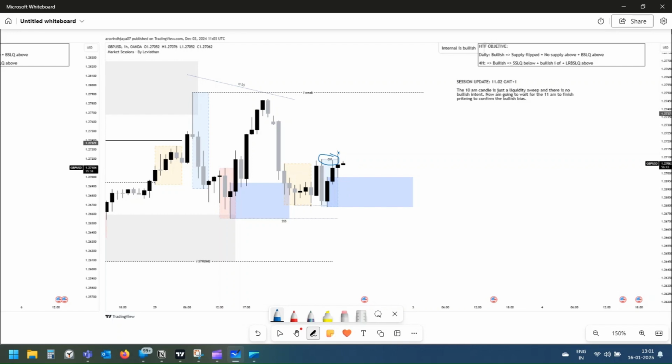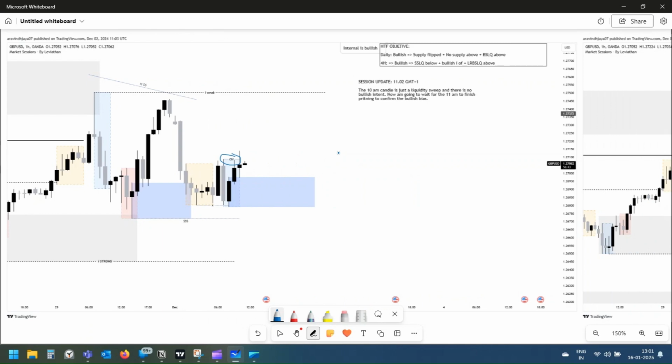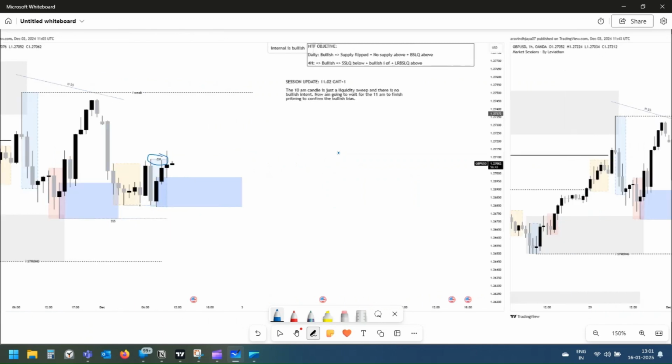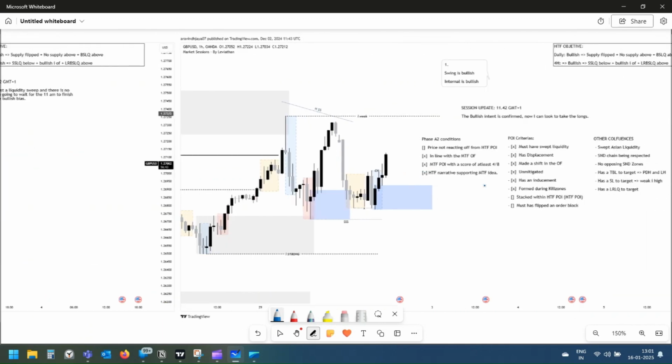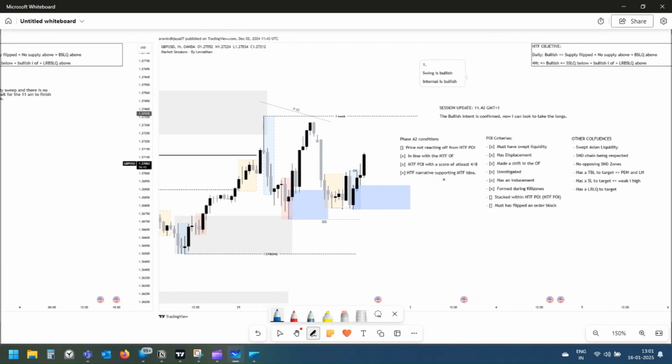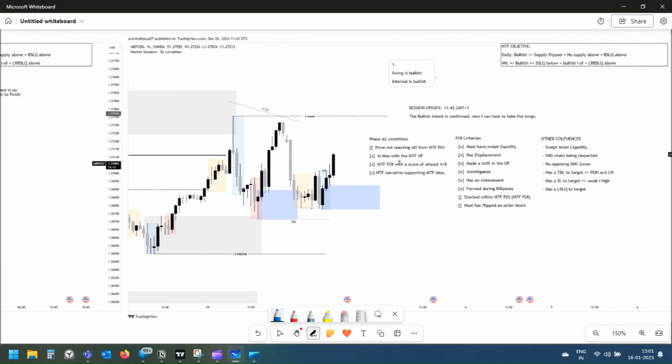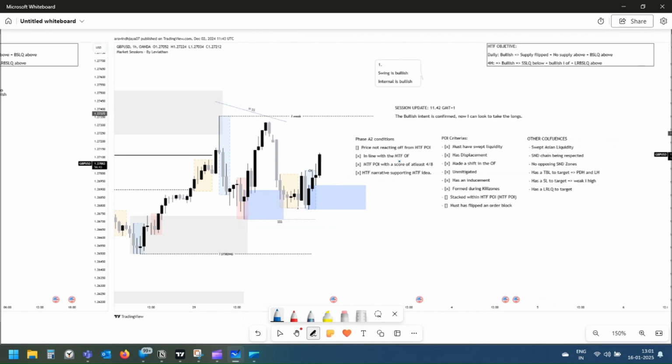the trade. But since it's just a liquidity sweep, I just waited for the 11 a.m. candle to finish printing to confirm that there is bullish intent and then take the trade. So at 11 a.m. a strong bullish intent came up. So phase A2 now became high probability. Then now I can look to target the weak internal high as well as the buy side liquidity.